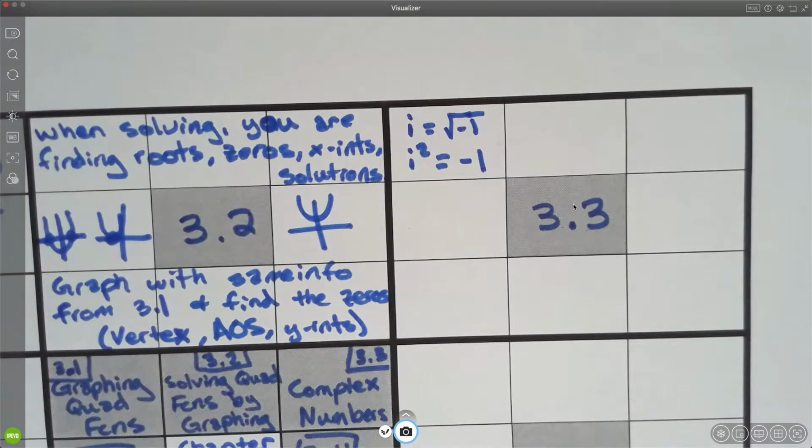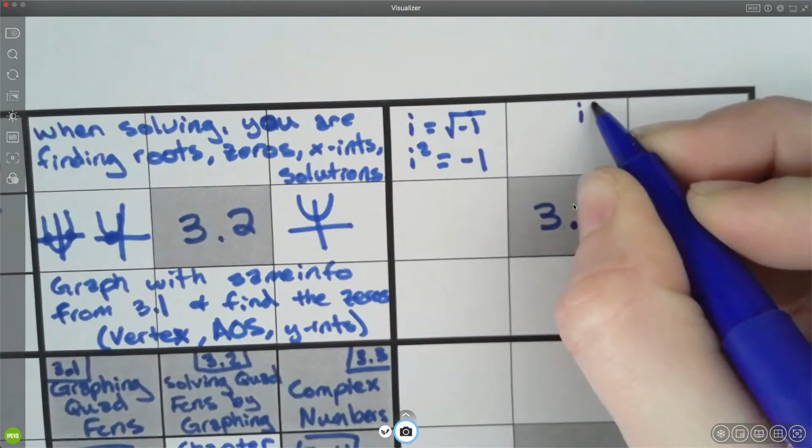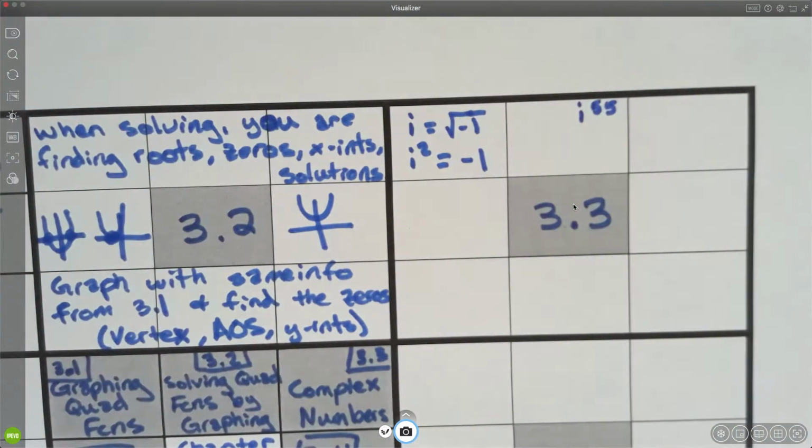I'm going to do some problems. Looking at this sheet, let's talk about number 7. I to the 55th power. How do you simplify I to the 55th power?